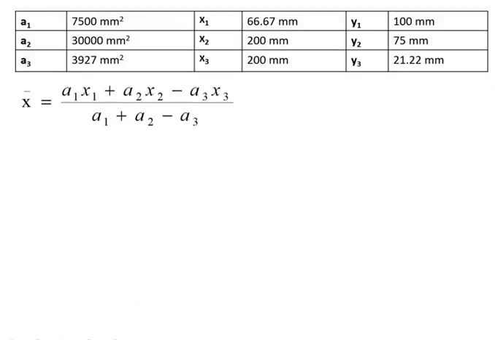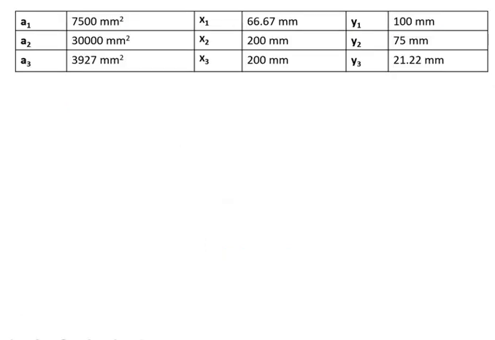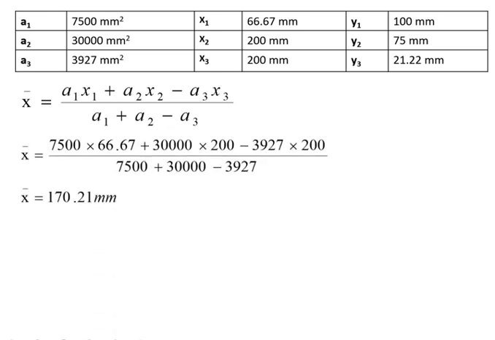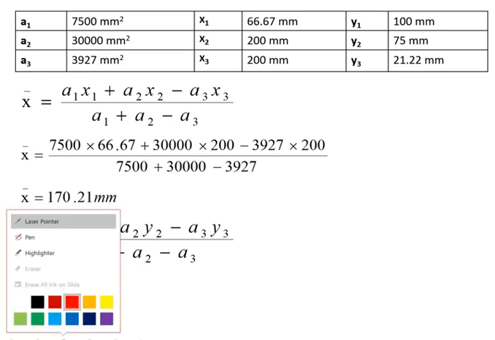I know x bar is equal to a1 x1 plus a2 x2 minus a3 x3 divided by a1 plus a2 minus a3, because from the first and second figure as a whole, we are supposed to deduct this semicircular area. So that has to be deducted in the case of the centroid also. Substituting these values, I'll get the centroid x bar distance as 170.21 mm.